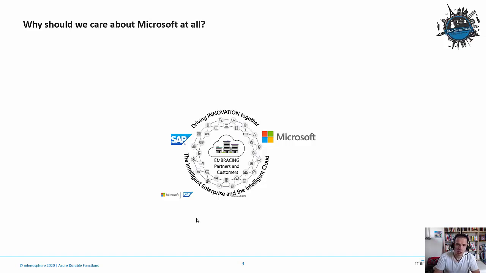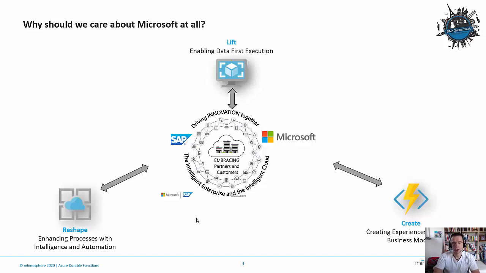So within this picture, I tried to show the three pillars of SAP Embrace. On the upper side, I will highlight that one. You have the lift scenario, which is basically lift and shift. So you take your SAP systems and put them into the infrastructure as a service offering of Microsoft. This is not a focus of our talk today.